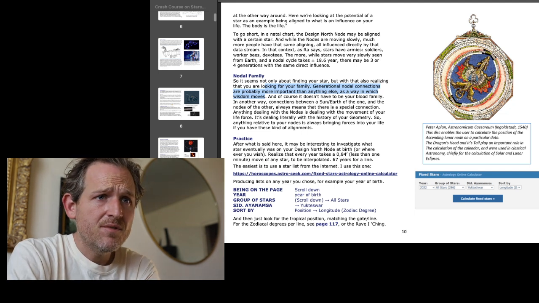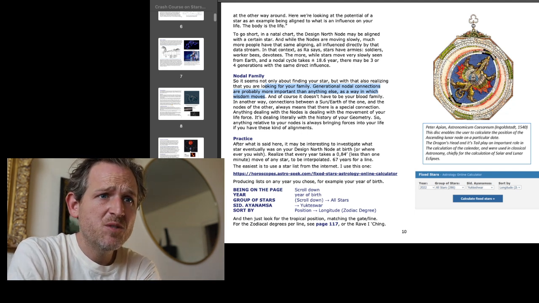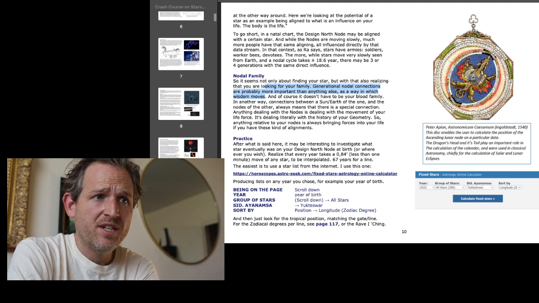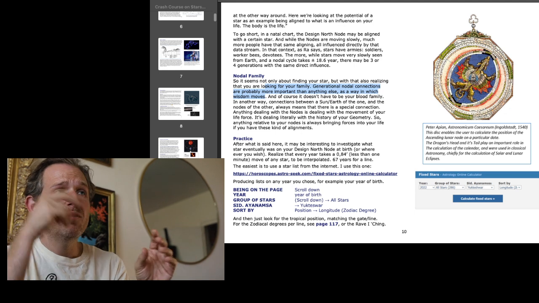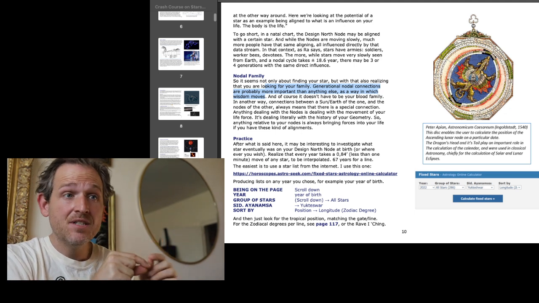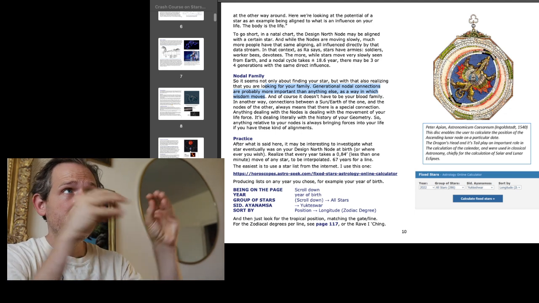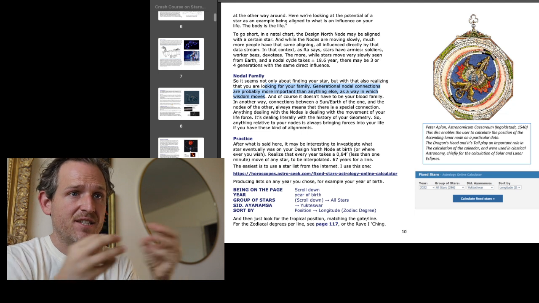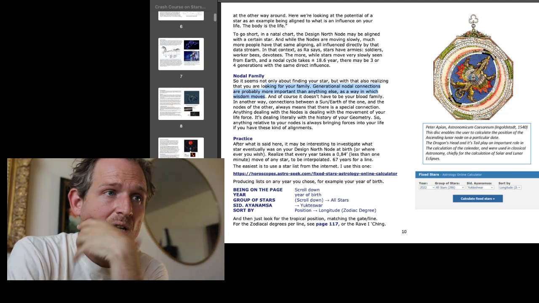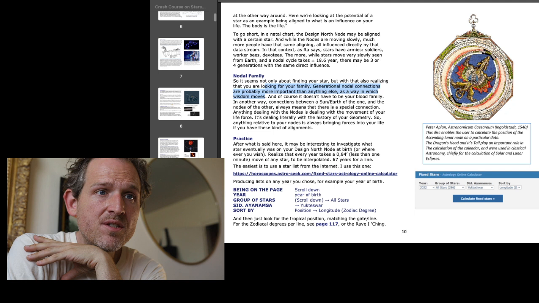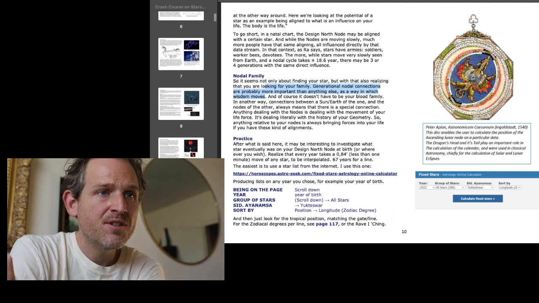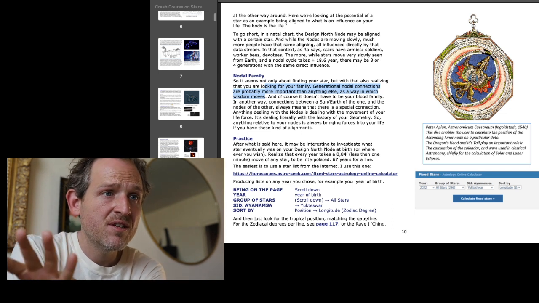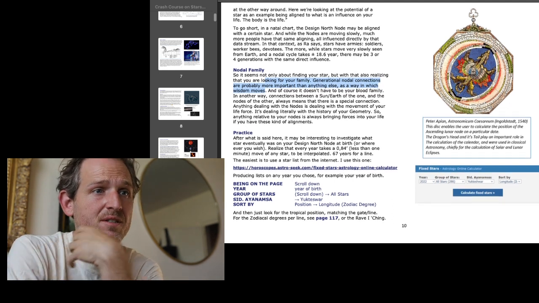And of course, it's not your blood family. In another way, connections between sun Earth of one and nodes of the other always means there's a special connection. And that means whether the node is on the same gate as the sun or Earth, or whether the node is in a harmonic gate across from it that's open to it. Anything dealing with the nodes is dealing with the movement of your life force. It's dealing literally with the history of your geometry. So anything relative to your nodes is always bringing forces into your life if you have these kind of alignments.